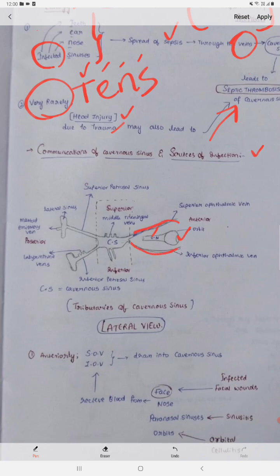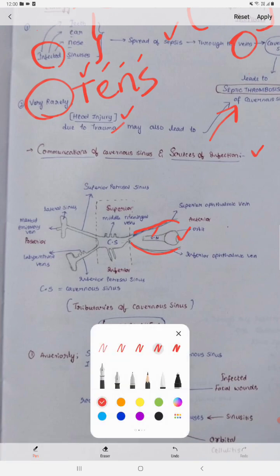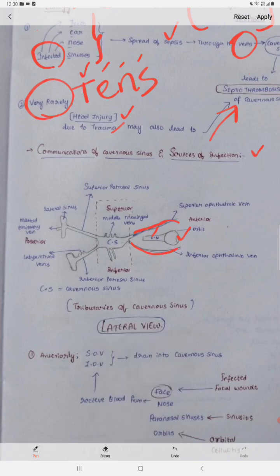I'll draw with another color. Superior ophthalmic, this is the venous drainage, that's why this is the superior ophthalmic vein and the inferior ophthalmic vein, which both drain into our main sinus, that is the cavernous sinus. So this is the cavernous sinus. After that, we will discuss the communications in 5 parts, which are anterior, posterior, superior, inferior and medial.